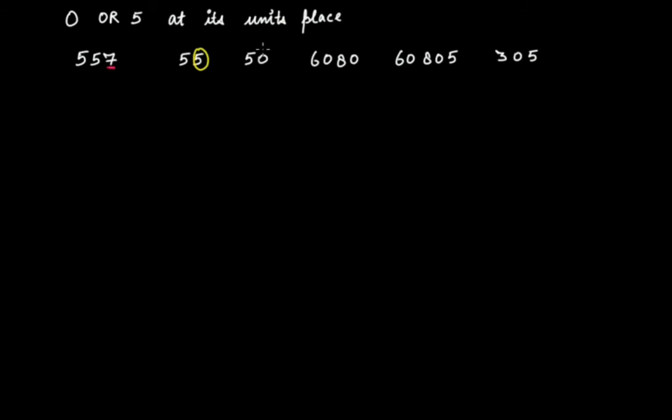This number has 0 at its units place. This number has 5 at its units place, and this number has 5 at its units place. So out of these 6 numbers, 5 numbers satisfy our condition that they should have 0 or 5 at the units place. But in the case of 557, it has 7, so it will not be divisible by 5.